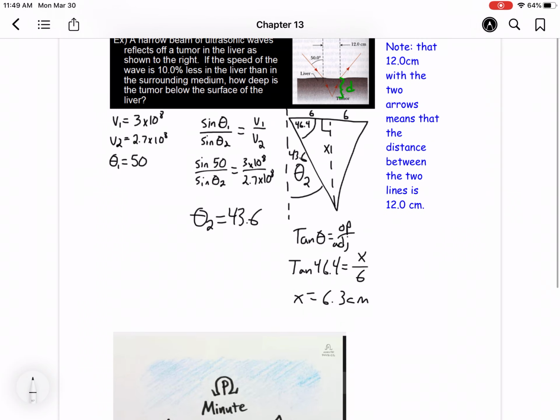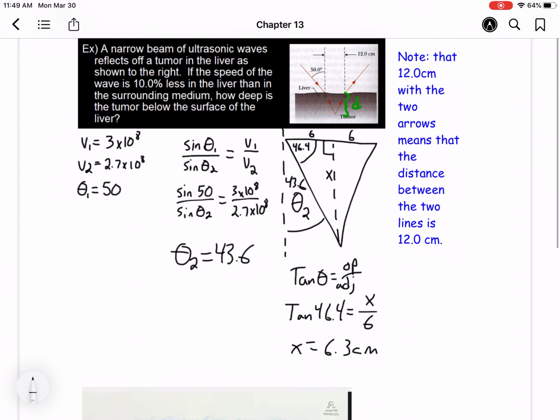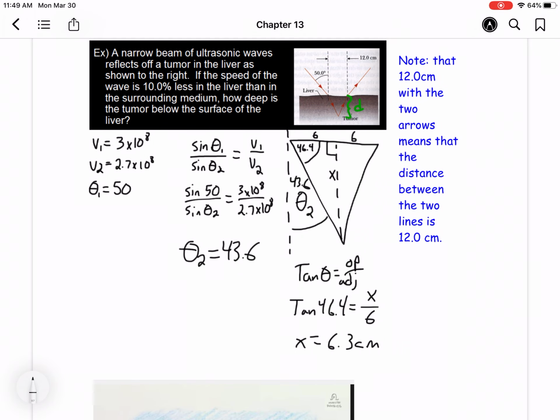Since it was originally measured in centimeters, we're going to have our final measurement in centimeters. So how deep is the tumor below the surface of the liver? Well, it's 6.3 centimeters, right? So this is super cool. Just by using angles and reflection and refraction and distances, we can actually find the depth of a tumor without having to go in there with a ruler and measure it, right? We're just looking at the way things behave within these mediums, okay?